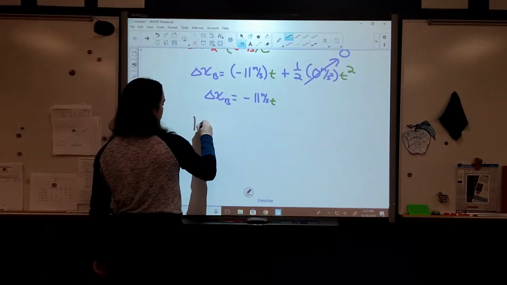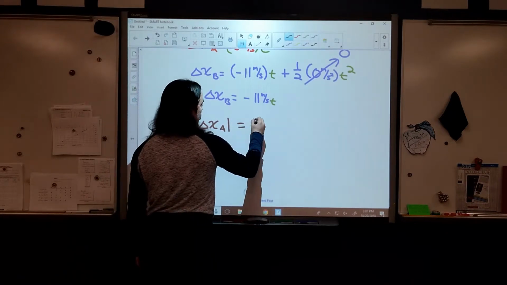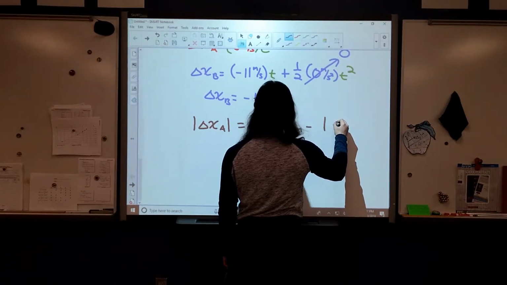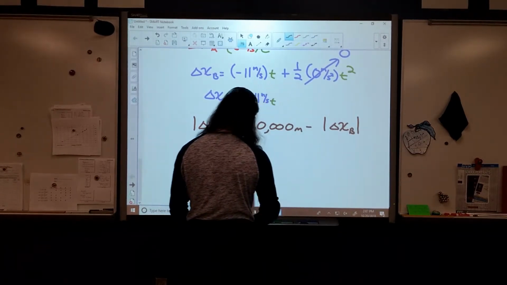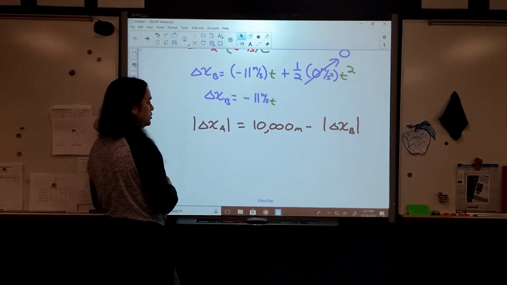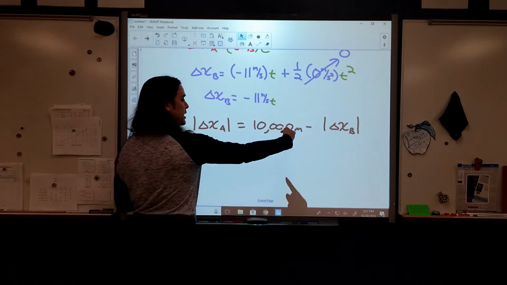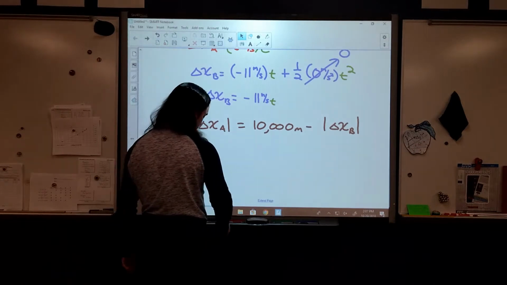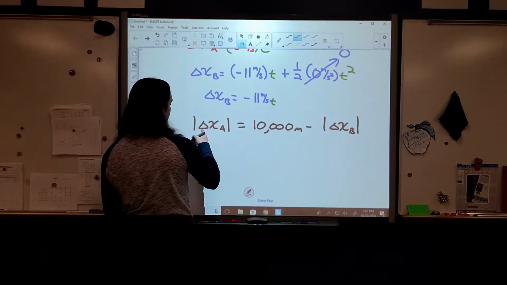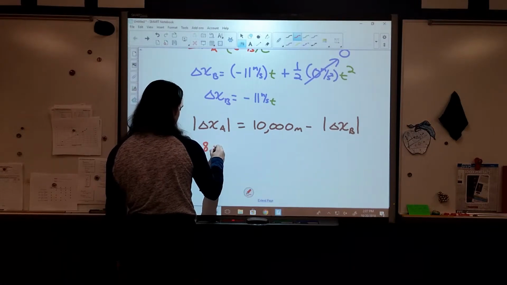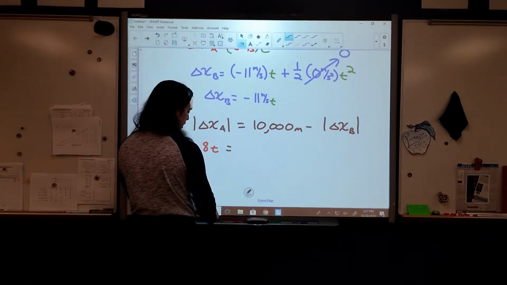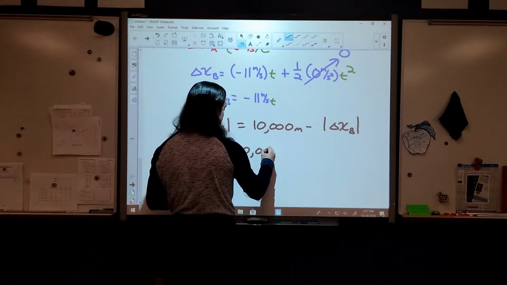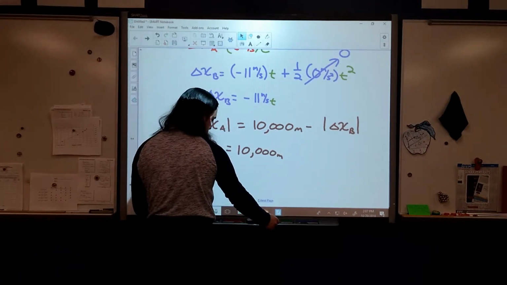So we now know that the magnitude of delta XA is equal to 10,000 meters minus the magnitude of delta XB. And here's where the magnitude becomes important, because we need both of these to be positive numbers. While the displacement of runner B is negative because they are running to the left, what we're actually looking for is just the value, the magnitude of it. So here's where I'm going to plug some things in. We said that delta XA was 8 meters per second times time. And that's going to be equal to, I'm going to leave my units off, but the units are there. I'm being a little lazy. Equals 10,000 meters.